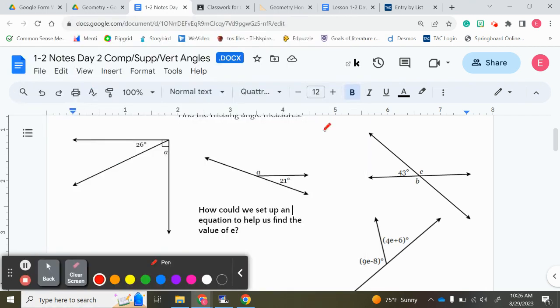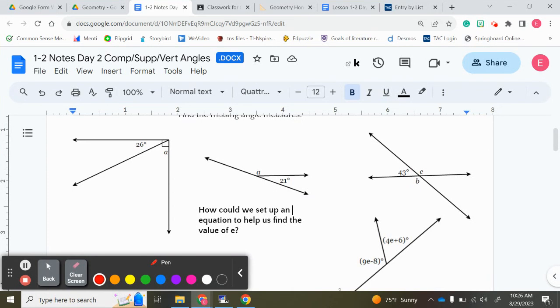So we know this entire angle is how many degrees, and how do we know? Who's got an idea? What does this square right here represent? Yeah, it's a right angle. And right angles are how many degrees?